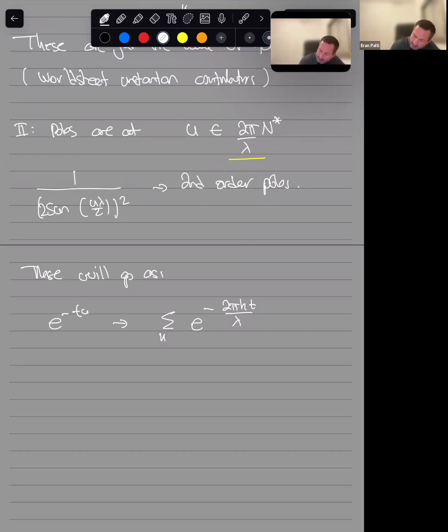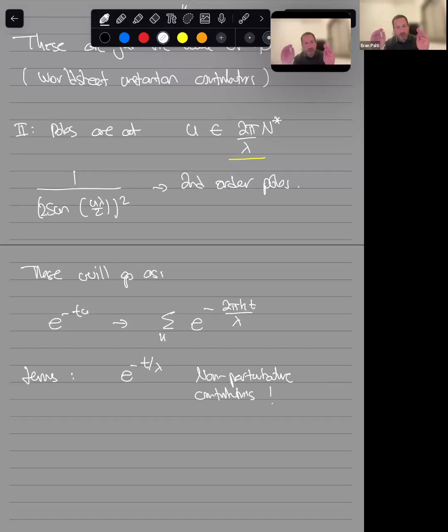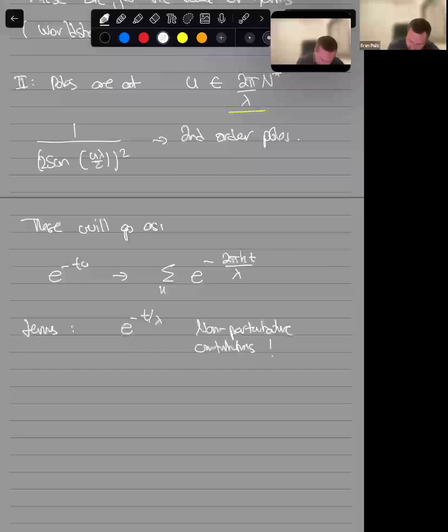Okay, so that means that these are terms that behave like e to the minus t over lambda, and I already mentioned them in this talk. These are precisely non-perturbative contributions to the free energy. These are the things that were missing before, which is why we had to treat it as an asymptotic series only. But now we have the non-perturbative contributions in the expression. Okay, so now we claim that this is in fact the full answer. So this is the main result.